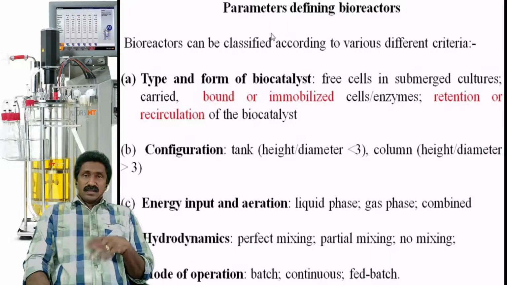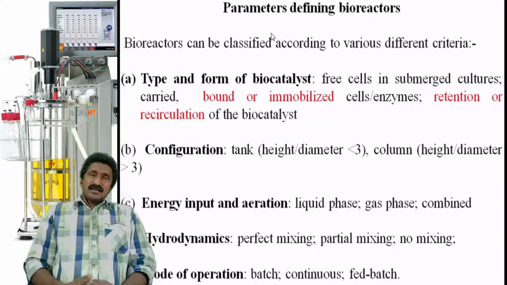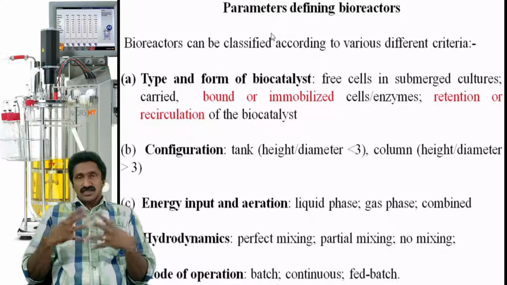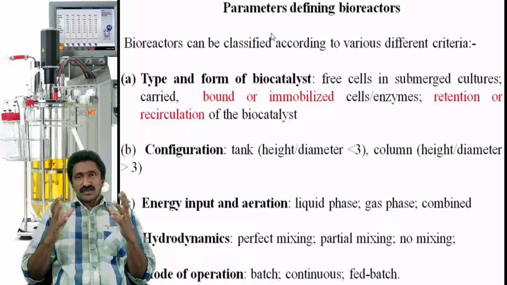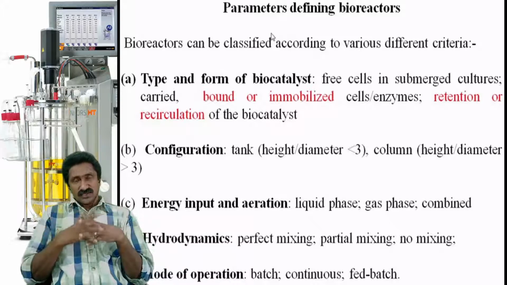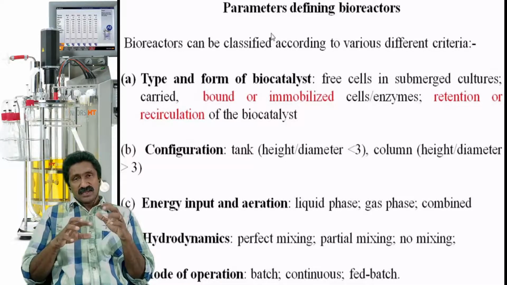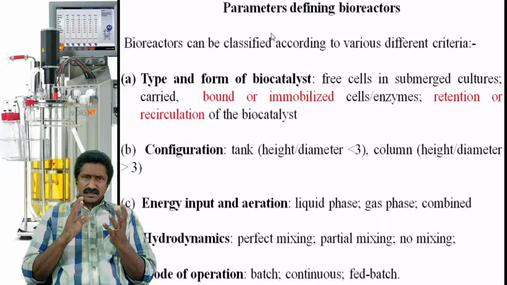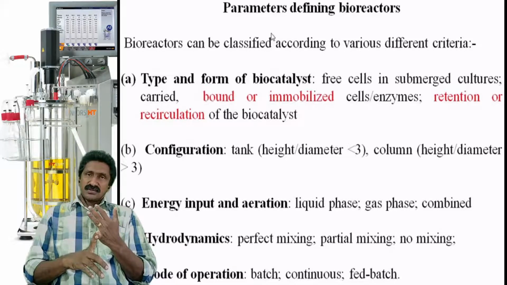Now, when we design an optimal bioreactor, we need to consider that the selection of the bioreactor is the first step. So there we require different parameters to be considered. The bioreactors can be classified according to various different criteria. So, for example, the type and form of the biocatalyst.